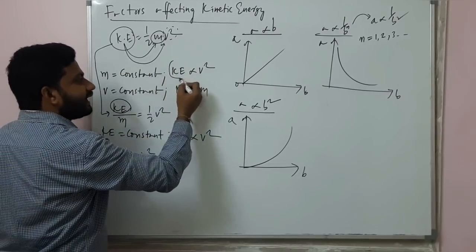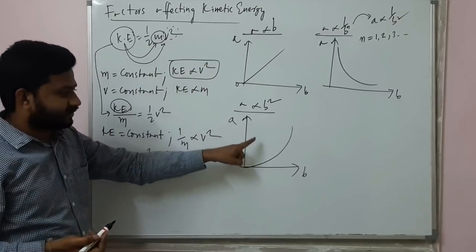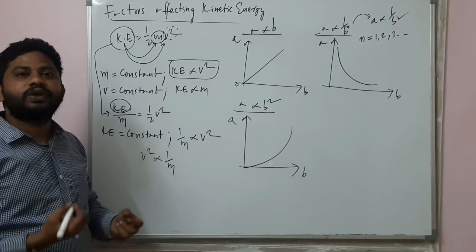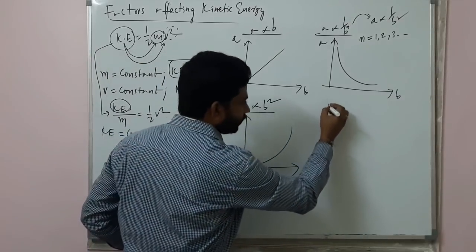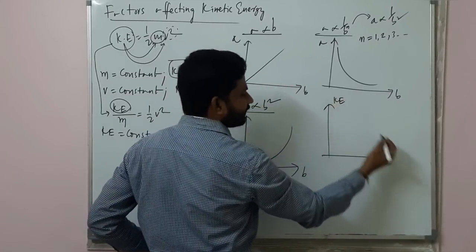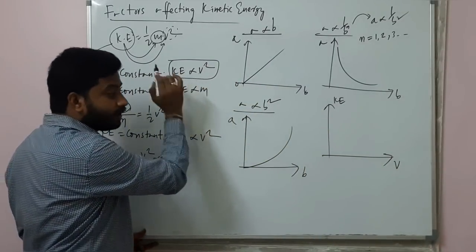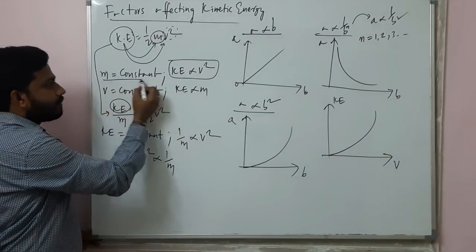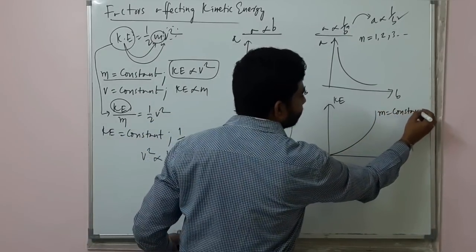Now, let's understand these graphs here. Kinetic energy is directly proportional to V square. What is the graph related to this? If somebody asks you to find the directly proportional graph, look at this interesting thing. This is kinetic energy and this is V. Kinetic energy is directly proportional to V square. Okay. So this is the graph when the mass is constant.